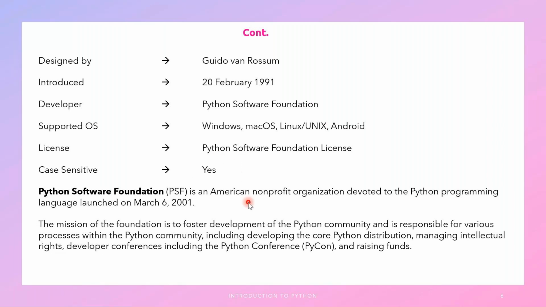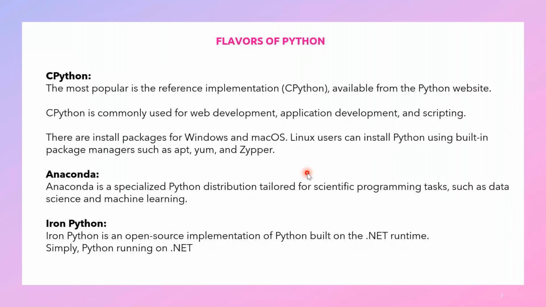Okay, right. So the next one is flavors of Python. If you have heard about Anaconda, Python and other Python, they are different flavors actually. So Python is a single platform, I mean a single distribution, but it has a lot of flavors. Each of the flavors has its own functionality.